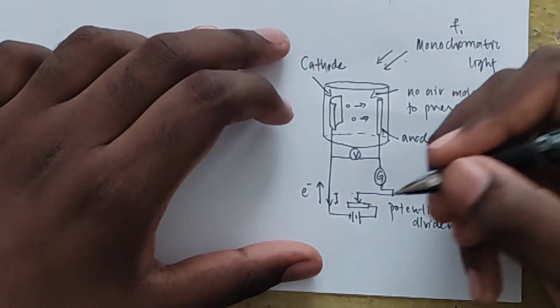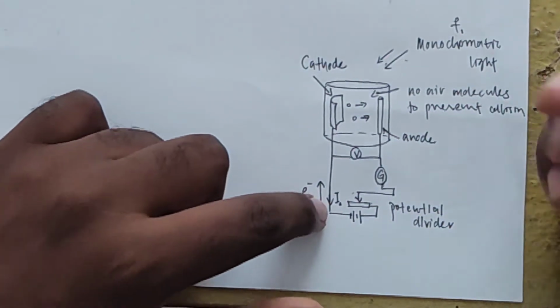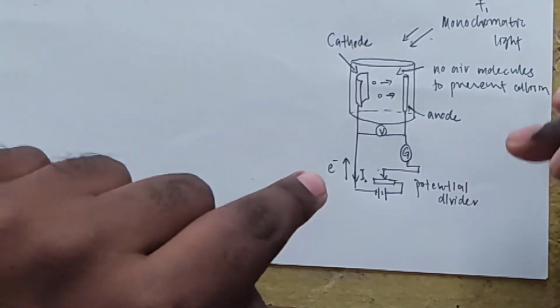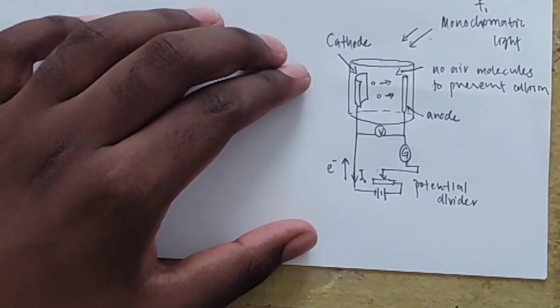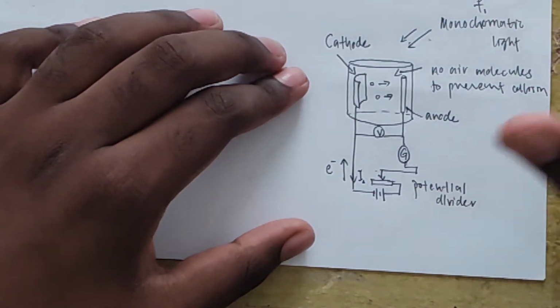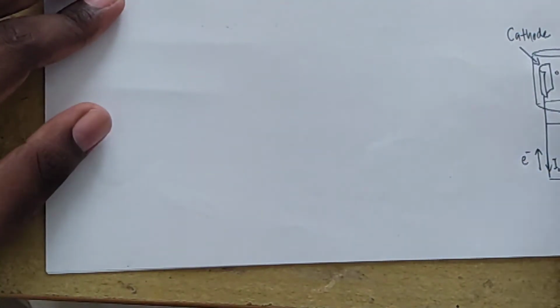This is the current, and I'm just going to put an E over here because it has a special name. Let's take a look at that. So the current produced by this cell or this circuit is called the photoelectric current, or simply the photocurrent, right?